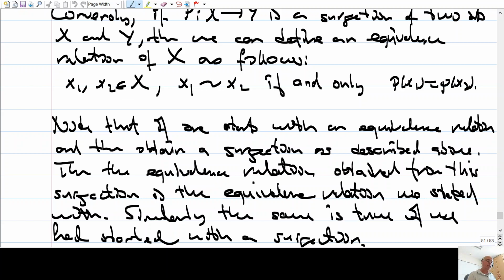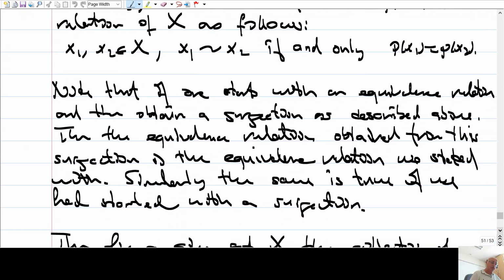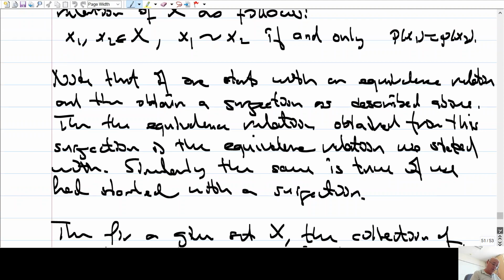In other words, if you start with a surjective map and write down the equivalence relation obtained this way, and then write down the surjective map determined by this equivalence relation, you will get back to the original surjective map, and vice versa. If you start with an equivalence relation, then obtain a surjective map, and then another equivalence relation from that surjective map, you will see that the two equivalence relations will be the same.